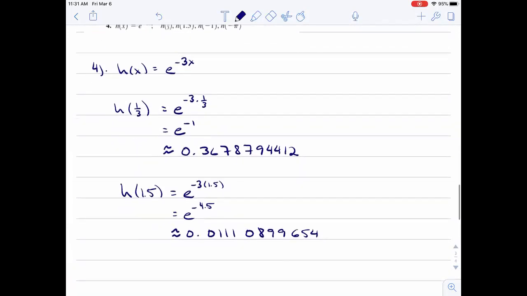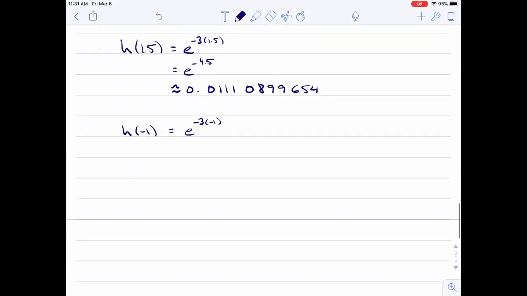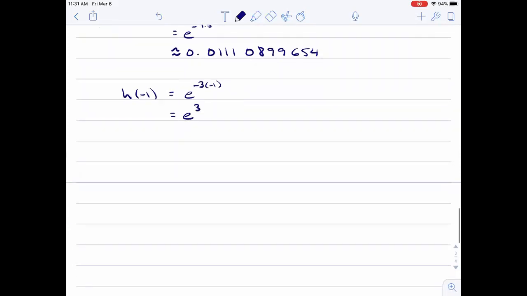What if we do, well, we're so close, we may as well do the rest of them. H of negative 1 is going to be e to the negative 3 times negative 1. So now I'm going to get a positive value, right? Because I get e to the power of positive 3. E to the power of 3. Now I get 20.08553692.